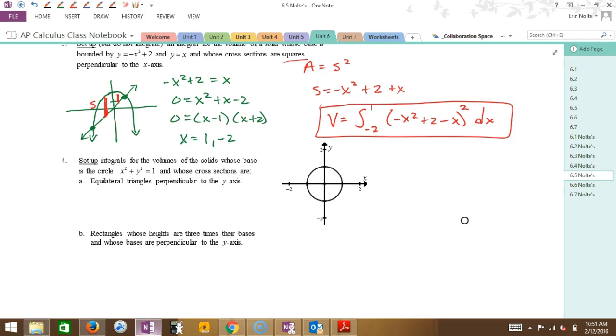Okay, last question. This one is kind of an interesting one because of the circle scenario. So the issue with this idea is that they give us an equation of a circle. And what's the problem with the equation of a circle?